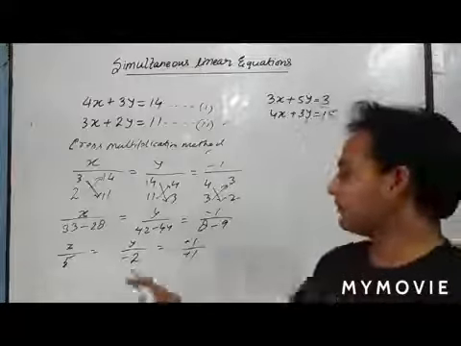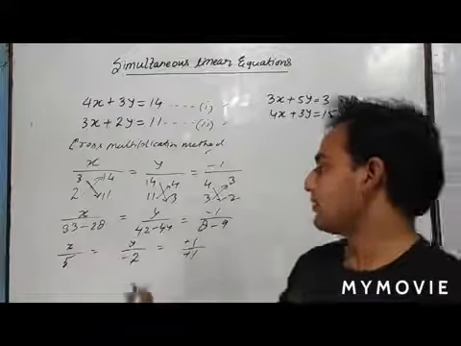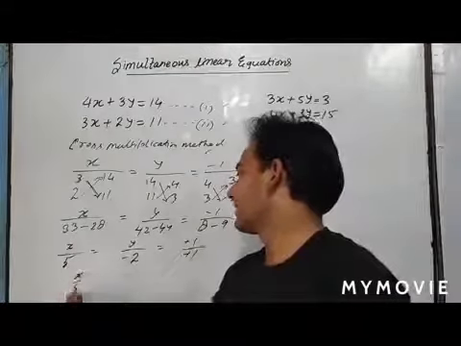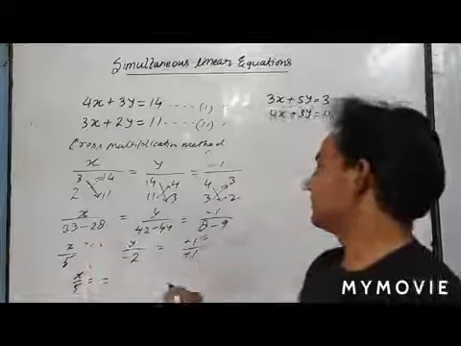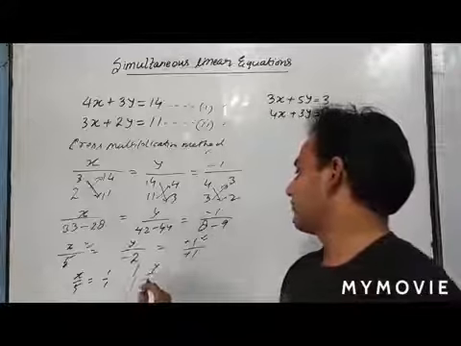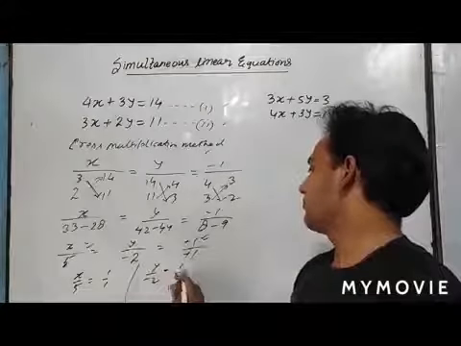Now we have to get the values of x and y. So we will write x upon 5 is equal to 1 upon 1, taking this term and this term. And to get y, we will write y upon minus 2 is equal to 1 upon 1.